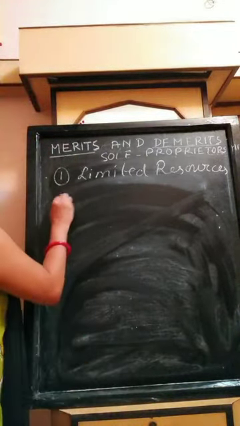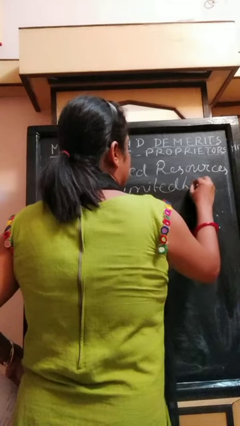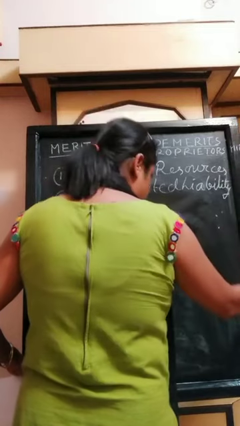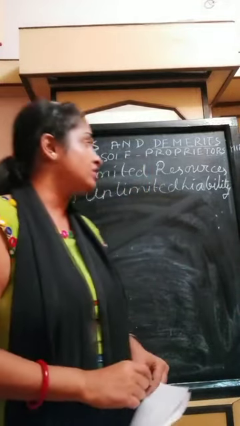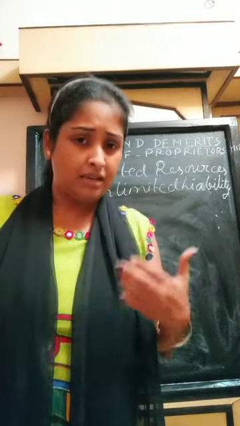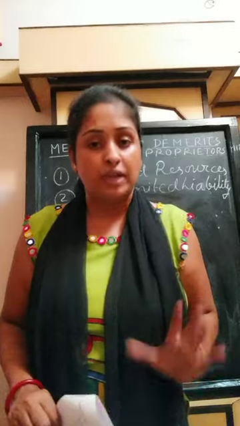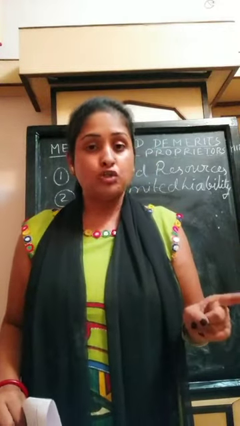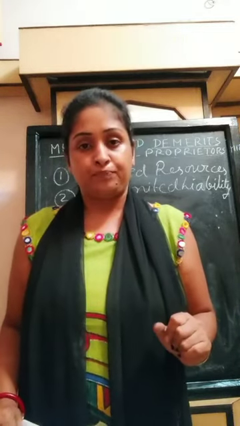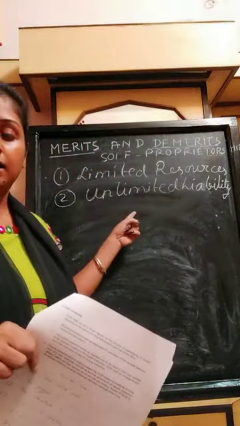Now the second point is unlimited liability. In this kind of business, liability is unlimited because if he suffers any kind of loss, or fails to make payment of any kind of debt, for any kind of business failure, not only his business assets but also his personal property is liable to pay back the debts. So this is the main drawback of this sole proprietorship business, that it has unlimited liability.